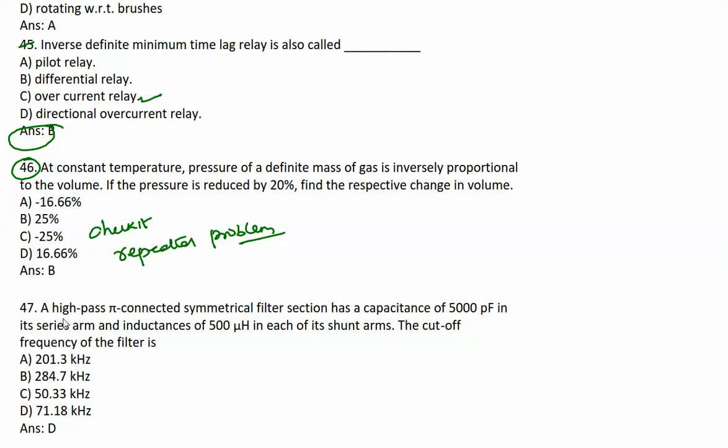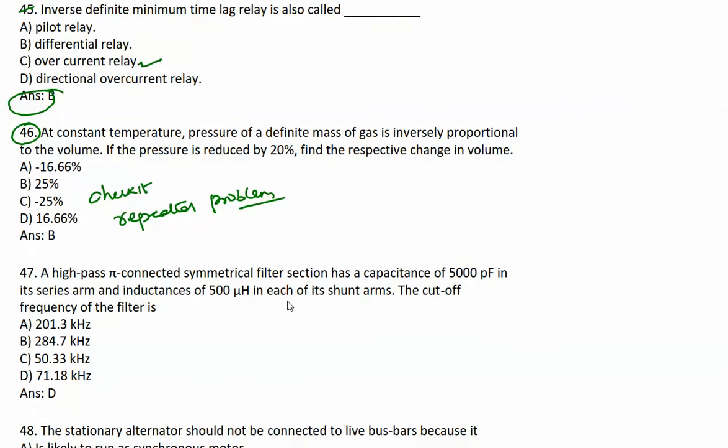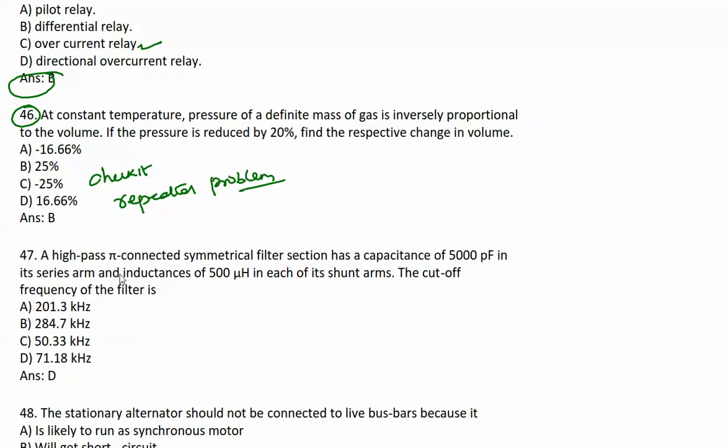Next question. A high pass pi connected symmetrical filter section has a capacitance of 500 picofarads in series arm and inductance of 500 microhenry in each of its shunt arms. The cutoff frequency of the filter is, so here the basic formula is F is equal to 1 by 4 pi square root of L into C. Now what is the question they asked here?